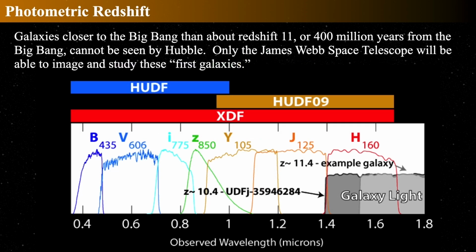All right, so an example galaxy then: the Hubble Ultra Deep Field, the Hubble Ultra Deep Field 2009, and the Extreme Deep Field, which is XDF, actually integrated all these things together, looked at all the various filters that the Hubble Space Telescope can see, stacked them together, and found that the 395-46284 Ultra Deep Field J object has a Z, or a redshift, of about 10 because it only appears in the Hubble H filter. It doesn't appear in the B, V, I, Z, Y, or J filters. And so we call this a photometric redshift because the galaxy's light only appears at that wavelength.